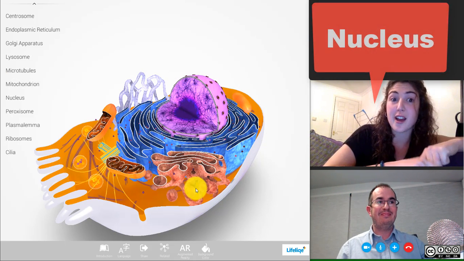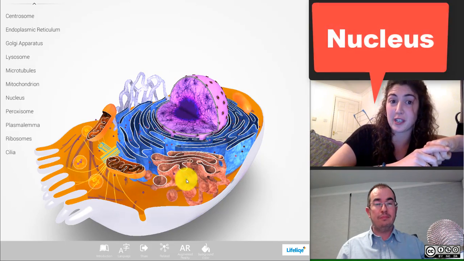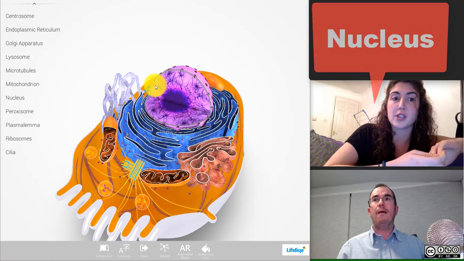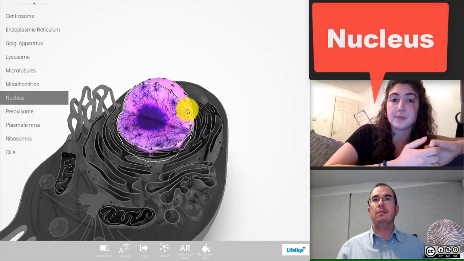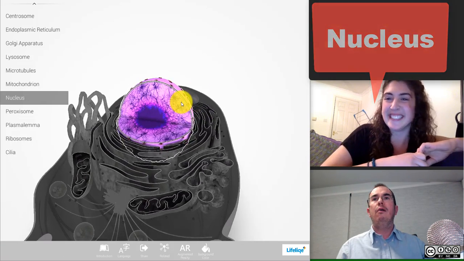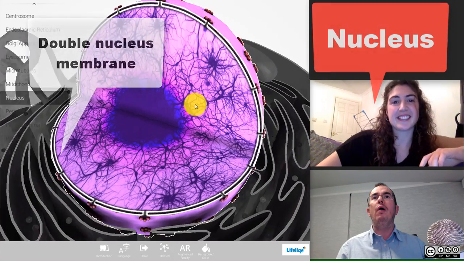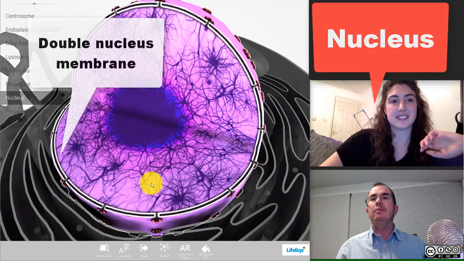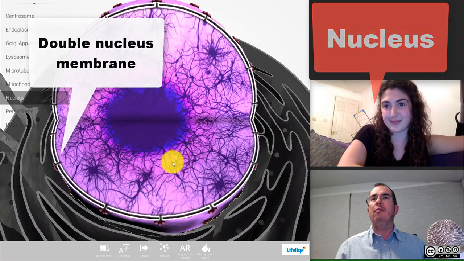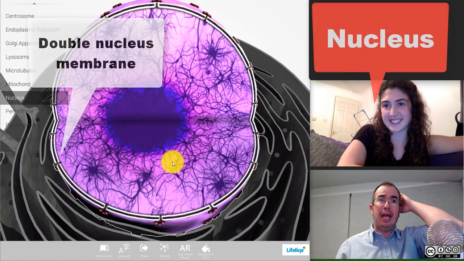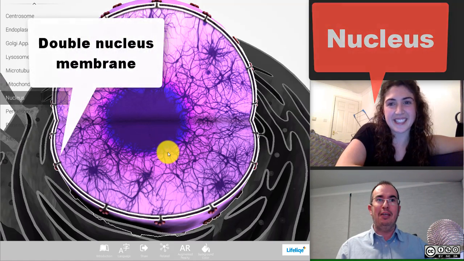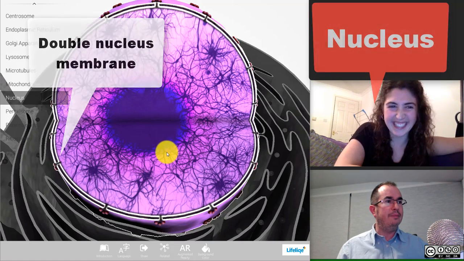So, as we saw in the last lecture, all eukaryotic cells have a nucleus. This is where their DNA is located. So the DNA is surrounded by a membrane, a double nuclear membrane. You understand? I'm showing here the double membrane, the 3D model. It is visible here, yes. Very visible. Perfect.